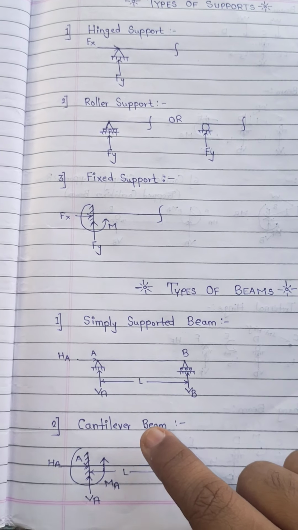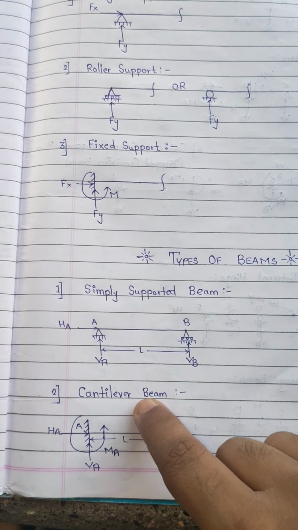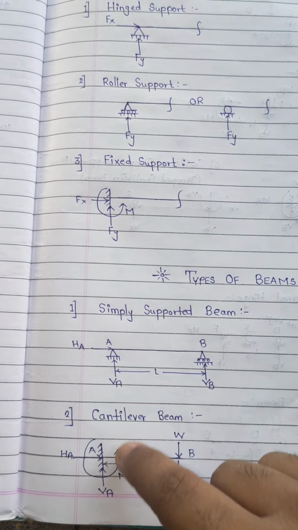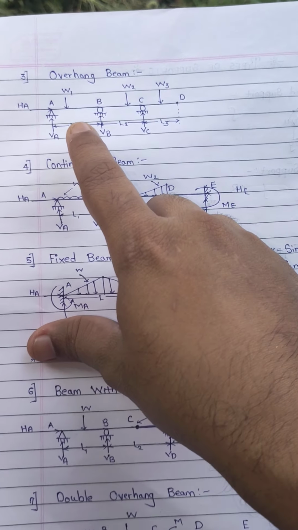In a cantilever beam you will have three unknowns, because there is only one support, that is fixed. So vertical, horizontal and a moment generated. So these are the two types. The next type of beam is the overhang beam.